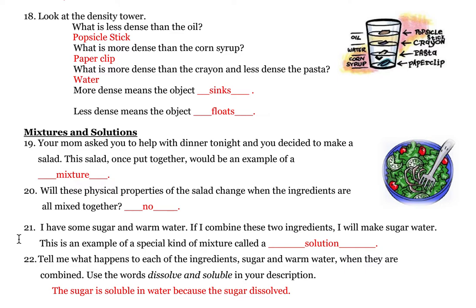21, I have some sugar and warm water. If I combine these two ingredients, I will make sugar water. This is an example of a special kind of mixture called a solution.